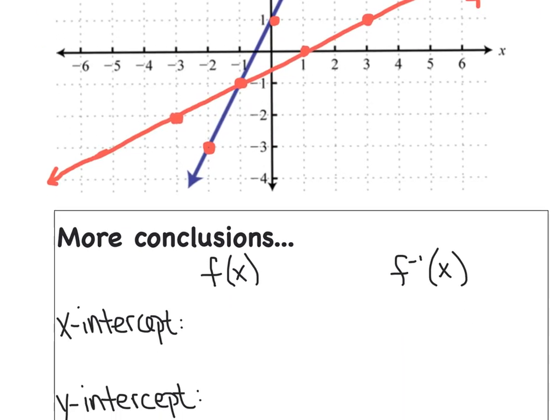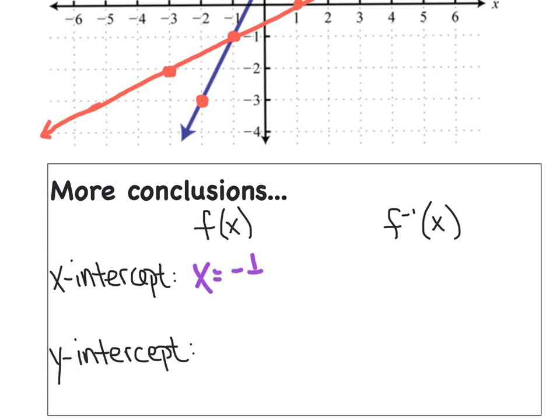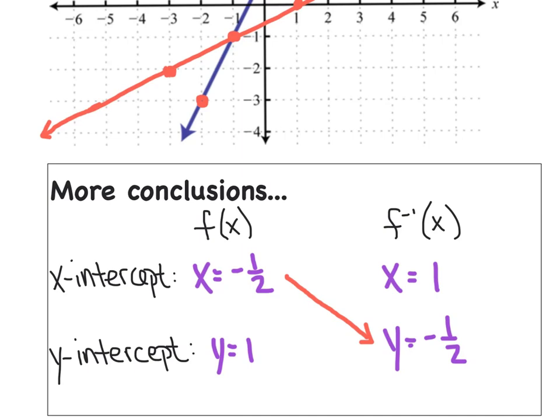A couple other conclusions here we want to make a note of. Looking at the picture you just drew, what is the x-intercept of f of x? And hopefully you would say x equals approximately negative 1/2. And the y-intercept of f of x was y equals 1. Now look at the red graph that I drew. The x-intercept is now x equals positive 1, and the y-intercept is y equals negative 1/2. And so what you'll see is the x-intercept of f of x is the exact same as the y-intercept for f inverse, and vice versa. The y-intercept of f of x is the exact same as the x-intercept for f inverse.